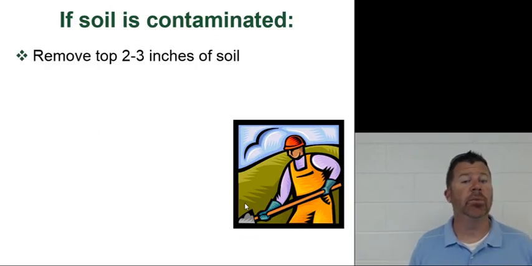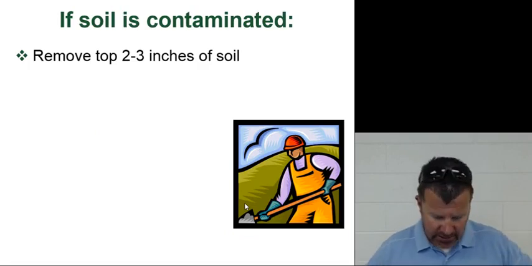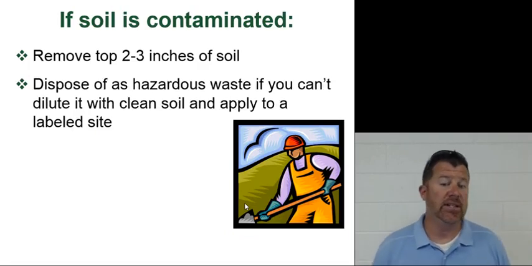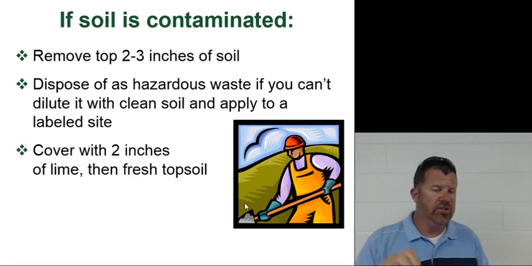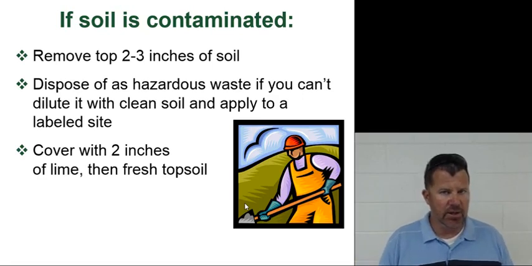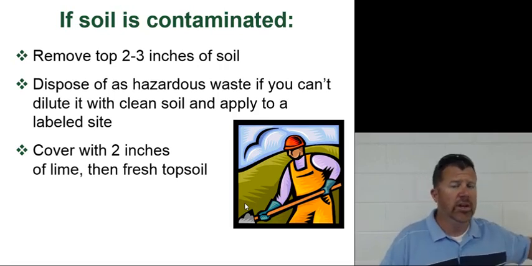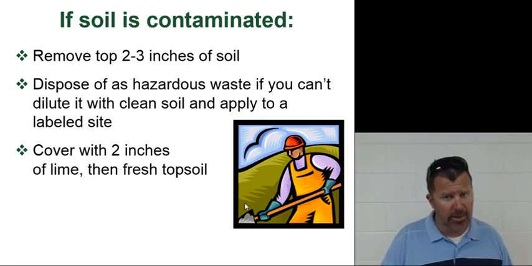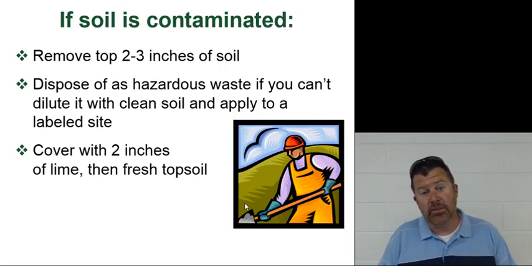If the soil is contaminated, remove the top 2 to 3 inches of the soil, unless it's been sitting there for days and it's leached on down. Dispose of as a hazardous waste if you can't dilute it with clean soil and apply it to a labeled site. What they're saying there, guys, is you can take contaminated soil that's really saturated with the pesticide and mix it with clean soil, which is basically diluting it. And then you can take that diluted soil and spread it or use it at a site that's labeled for that pesticide.